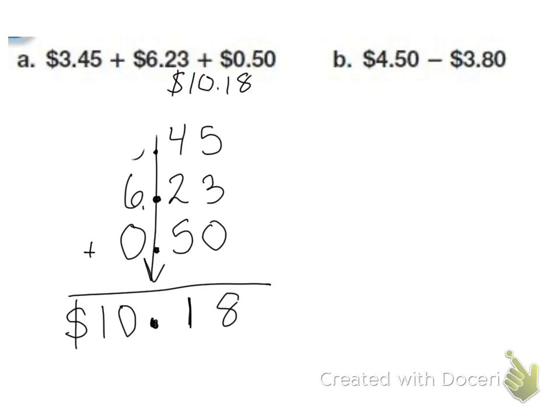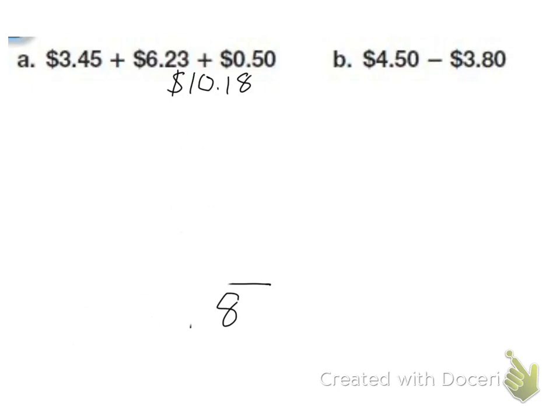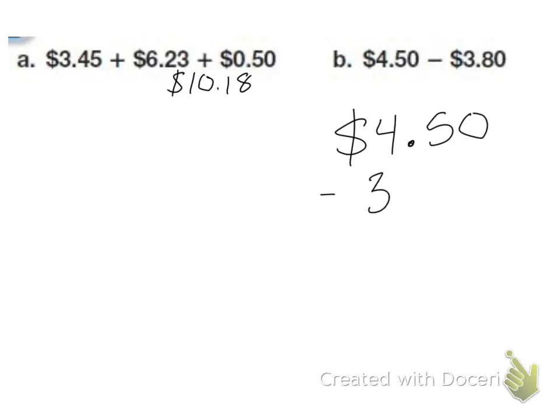All right, for the second problem, it's a subtraction problem. Again, I'm going to line up my decimal points. So I have $4.50 minus $3.80. All right, so 0 minus 0 is 0.